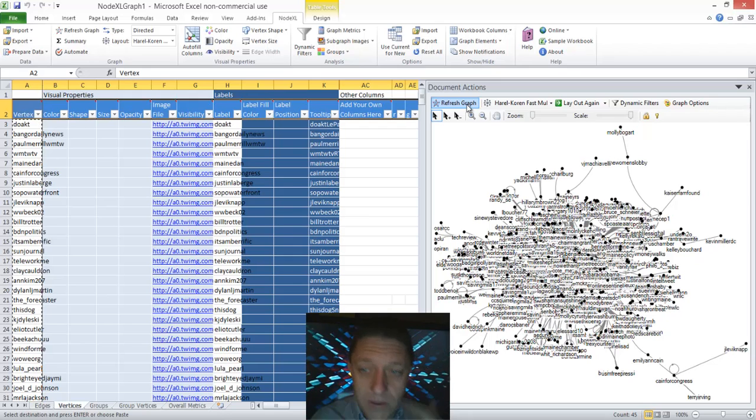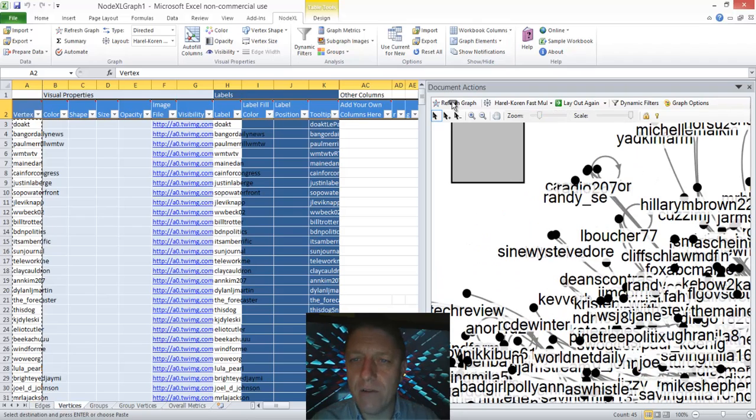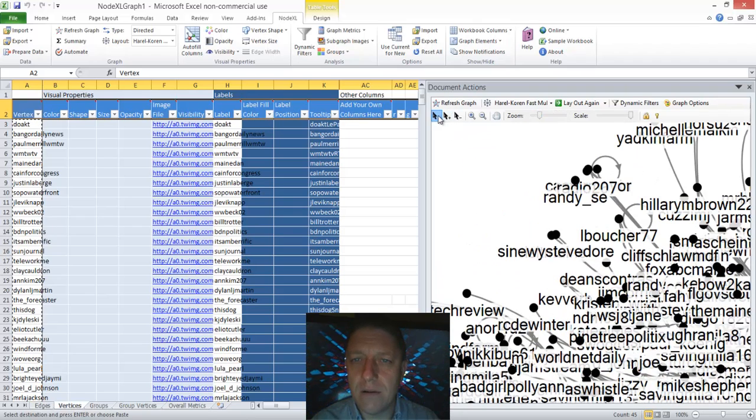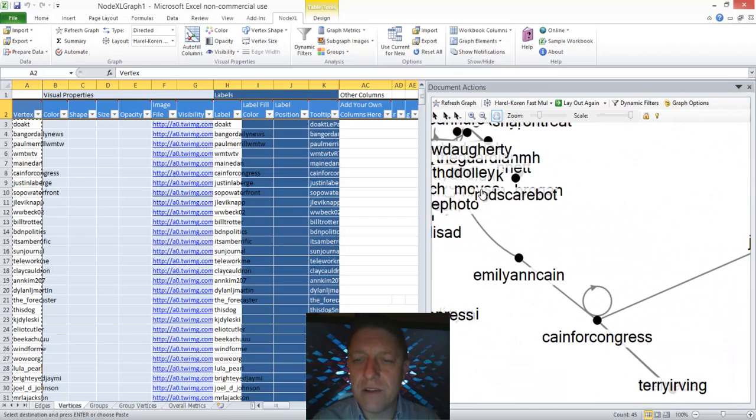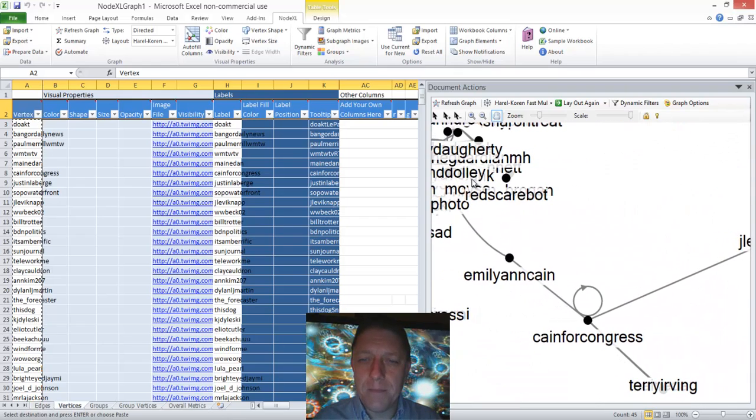The most we can do is we can notice a few areas of interest. If we zoom in here by clicking zoom and then head over using the hand to drag us around. Wow, it's a lot of people, isn't it? Over to the lower right-hand side, we see that there are two folks on the periphery of this network, Emily Ann Kane and Kane for Congress, interesting, who are referencing each other. So clearly they're coordinating in some fashion.